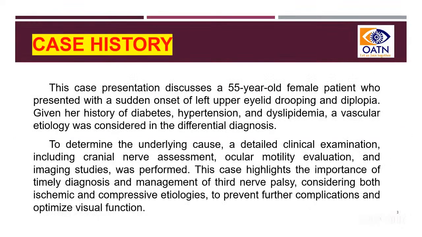This is a case of a 55-year-old woman who suddenly developed drooping of her upper eyelid, that is ptosis, and double vision in the left eye. Since she has a history of diabetes, high blood pressure, and high cholesterol, doctors initially suspected a problem with her blood supply.